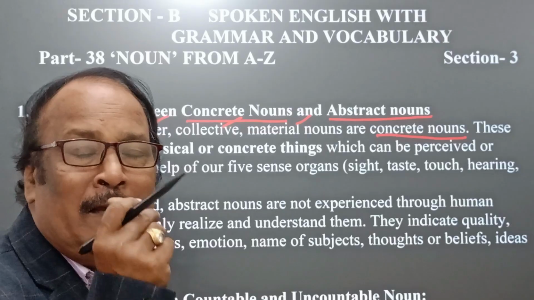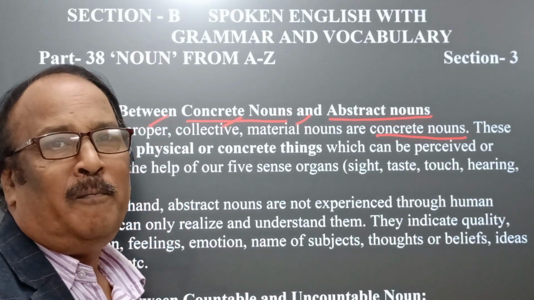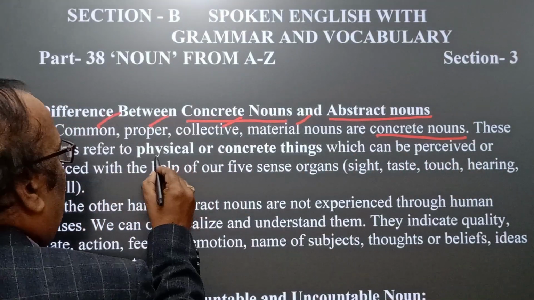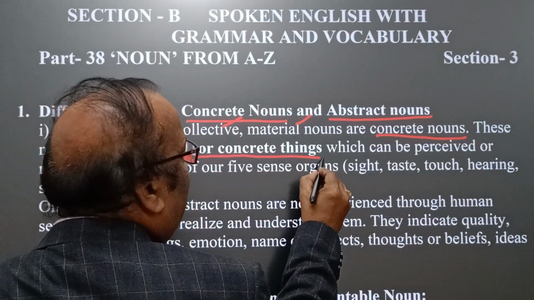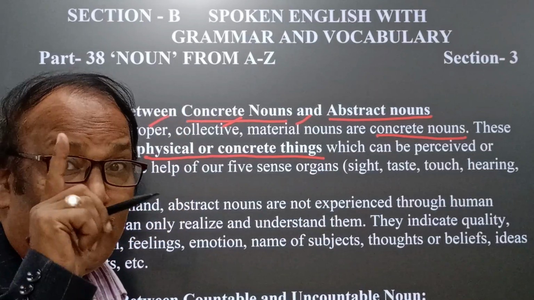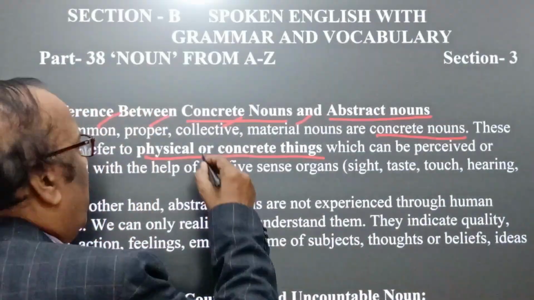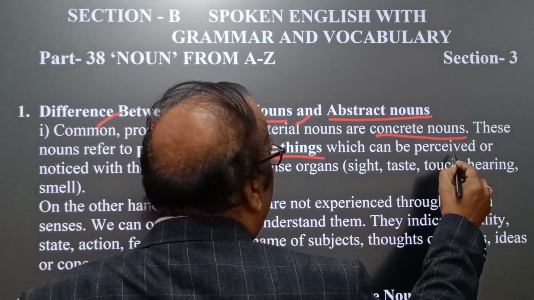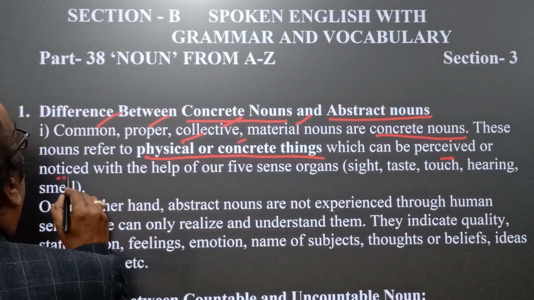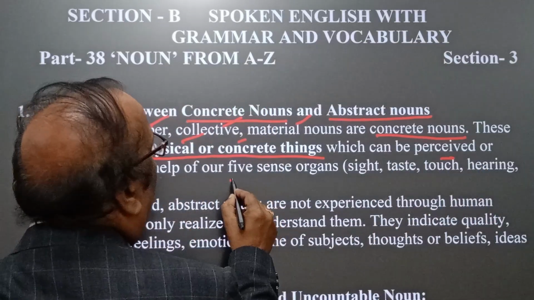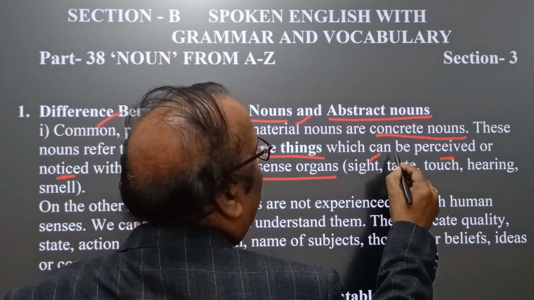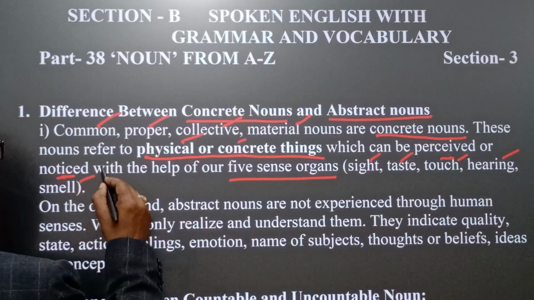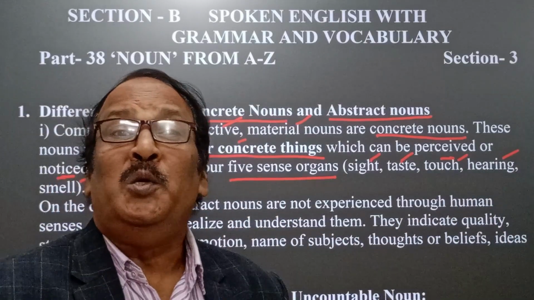We can easily find them through our sense organs. These nouns refer to physical or concrete things, which can be perceived or noticed with the help of our 5 sense organs, that is sight, taste, touch, hearing, smell.